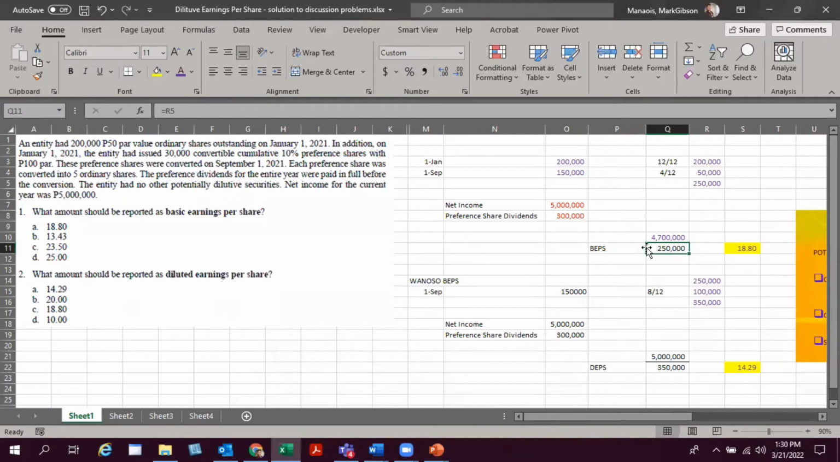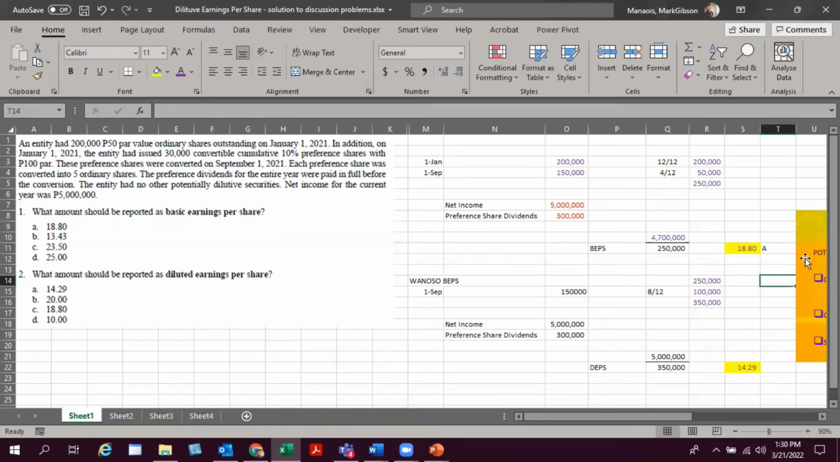So computin natin yung basic earnings per share. That's 4,700,000 over 250,000 weighted average number of shares outstanding. So BEPS is 18.80 pesos or letter A. Okay.